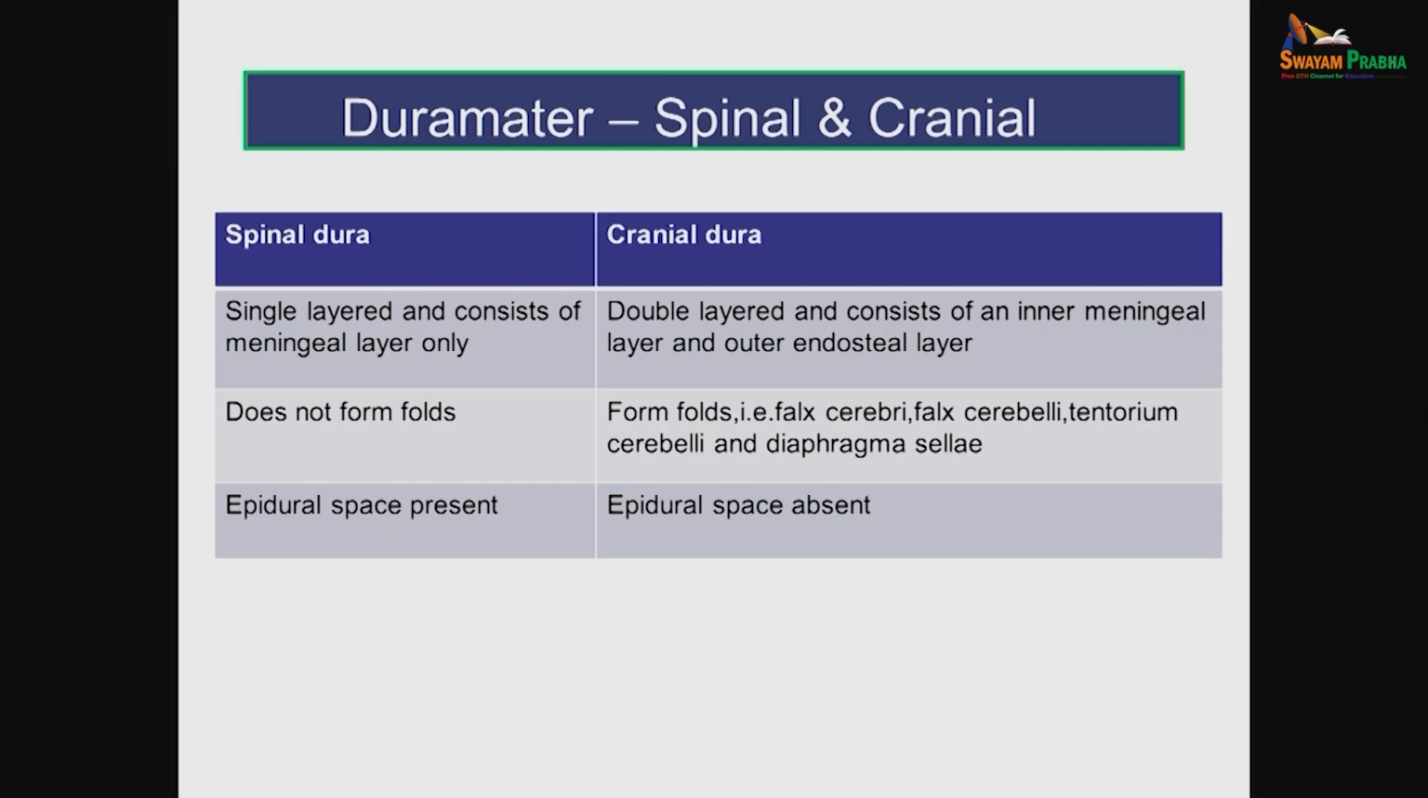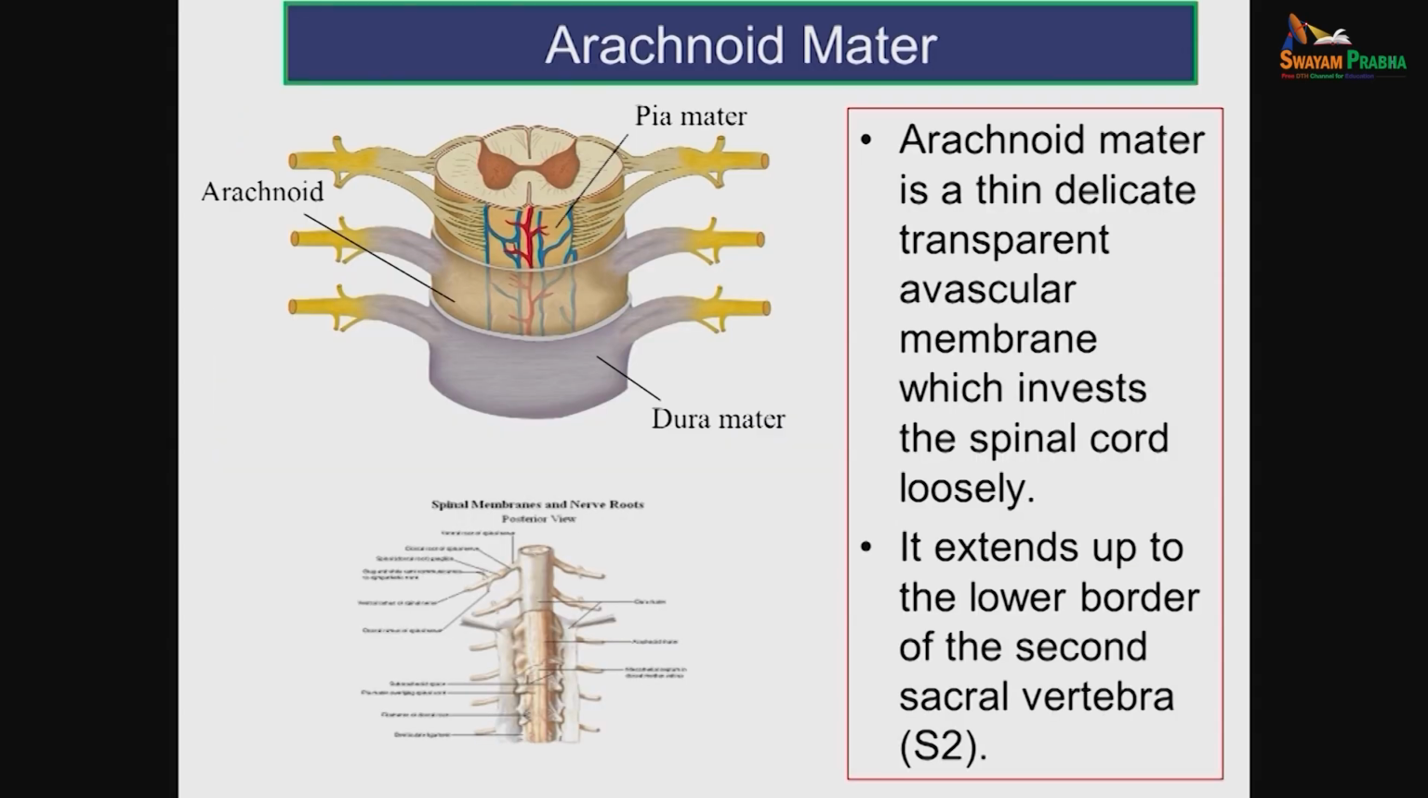Having looked at the differences between spinal and cranial dura mater, we will move on to the next layer, arachnoid mater. As I have already mentioned, from outside inwards, it is dura mater, arachnoid mater, and closely investing the cord will be the pia mater. But if you look at the arachnoid mater, it is a thin, delicate, transparent avascular membrane.